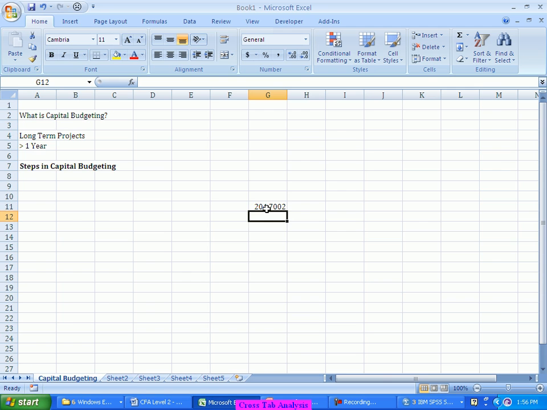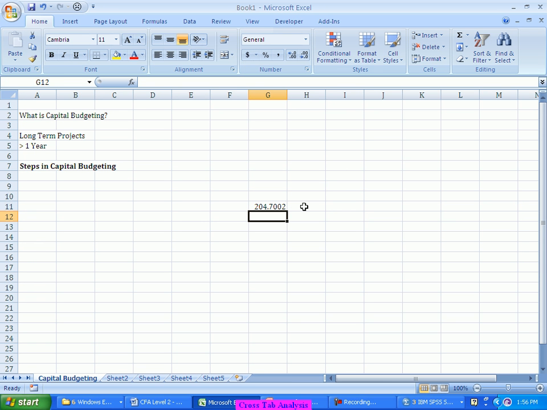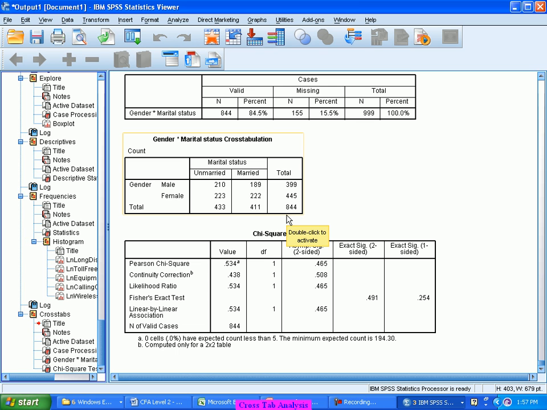Whereas our actual number is 210. So there is some deviation. Now what about the second one? 411 into 399 divided by 844. So it is 194.29. The actual number is 189.